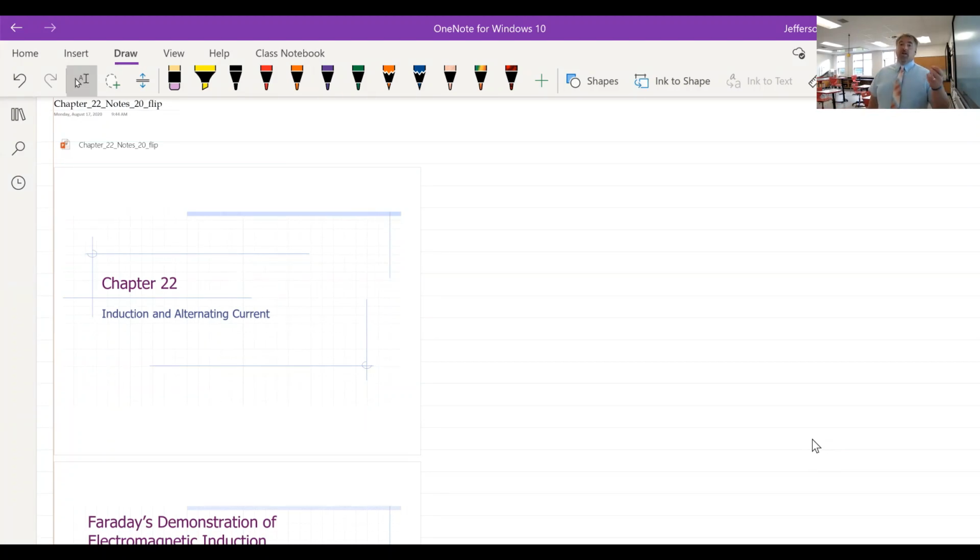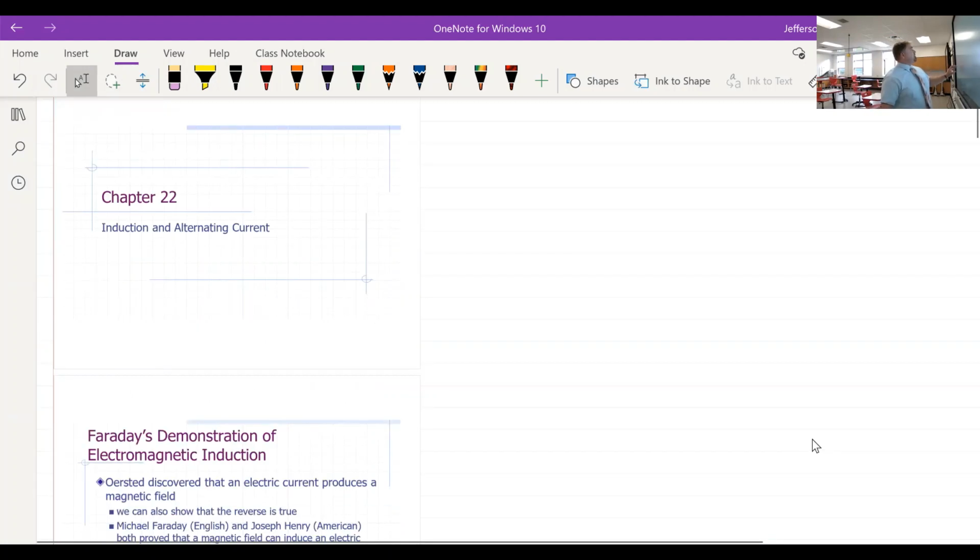Because remember, we get a magnetic field from a moving electric charge. So now we're going to look, can we use a magnetic field to cause a charge to move? Okay, so that's chapter 22, induction and alternating current.